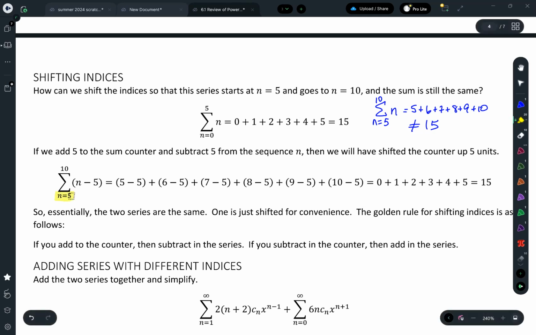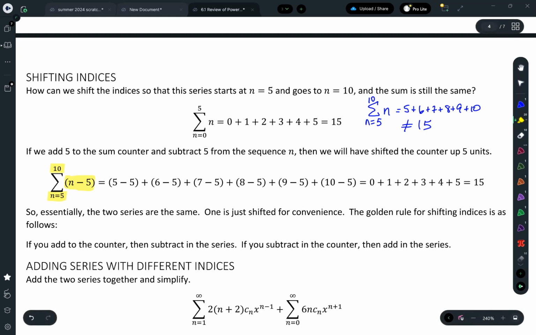We've added in the counter. Now instead of starting at 0, we start at 5. Instead of ending at 5, we end at 10. But then notice in the sequence, there's a subtraction. So now it's n minus 5. As long as you do the opposite to one as what you did to the other, you should be good. And so now if I plug in 5, 6, 7, 8, 9, and 10 into my series and add them all up, it's the same as adding up 0 plus 1 plus 2 plus 3 plus 4 plus 5, and we get 15 again. So these two series, although they look different, they are the same. But one was shifted for convenience.